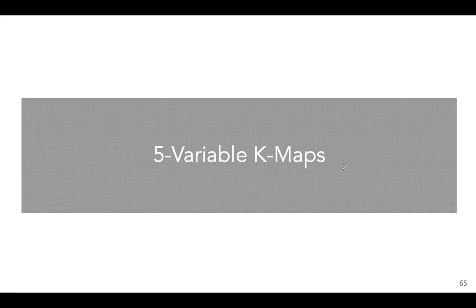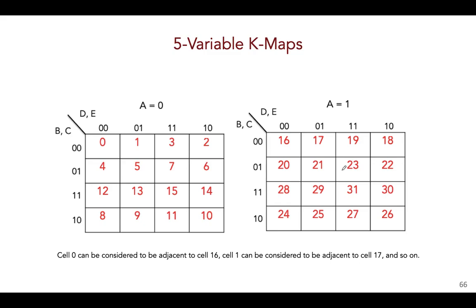So let's first start with 5 variable K-maps. We've already discussed 2, 3 and 4 variable K-maps in part 1 of this topic. The simplest way to represent a 5 variable K-map is to basically draw a couple of 4 variable K-maps for 2 values of one of the variables. Here we've taken one of the variables, A, separately, and for the 2 values of A equal to 0 and A equal to 1, we have drawn 2 4 variable K-maps, number 1 and number 2. This is the simplest way to represent a 5 variable K-map.